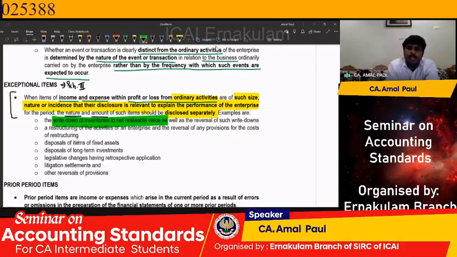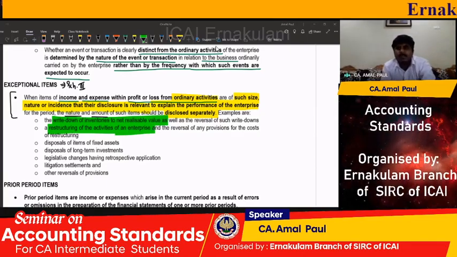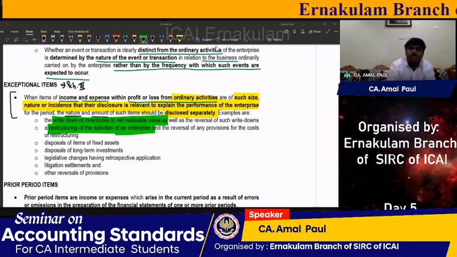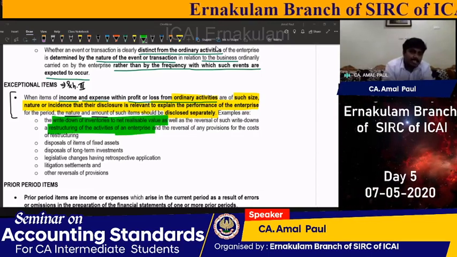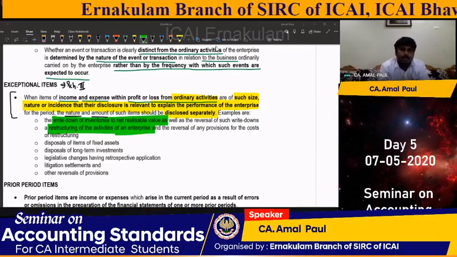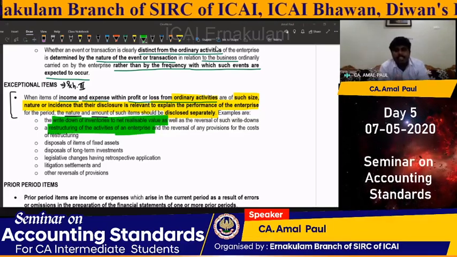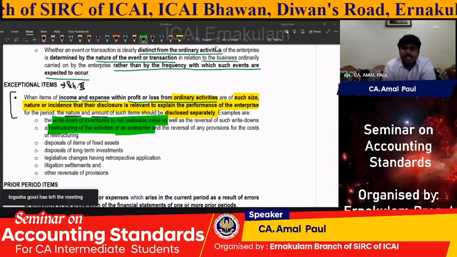Next one, restructuring activities of the enterprise and its related provisioning. This does not occur frequently, but it is related to ordinary activities. So this will be required to be disclosed separately, because if it is included in your normal profit or loss, financial performance may not give a proper picture.